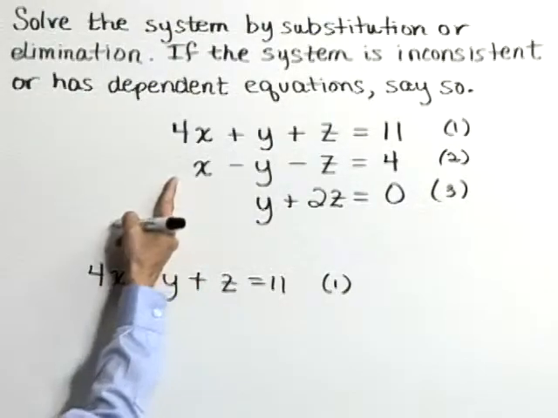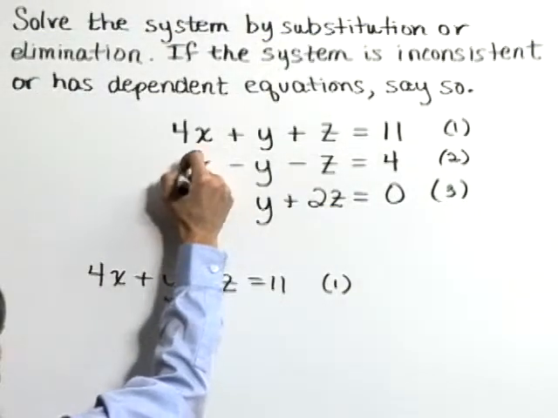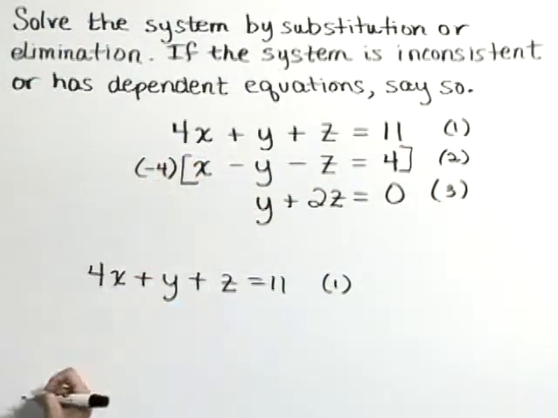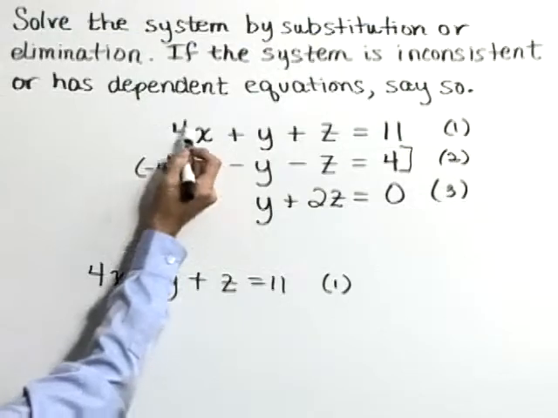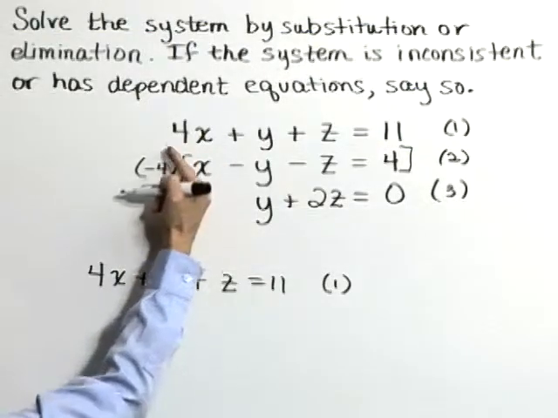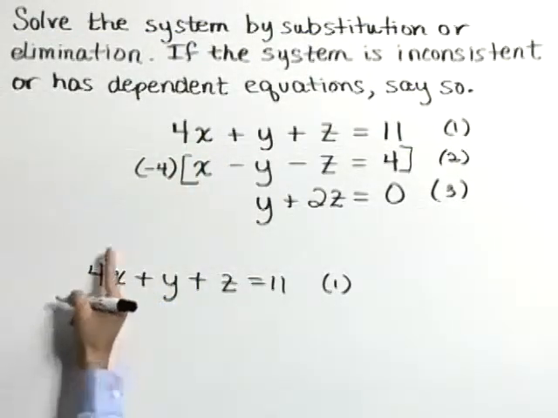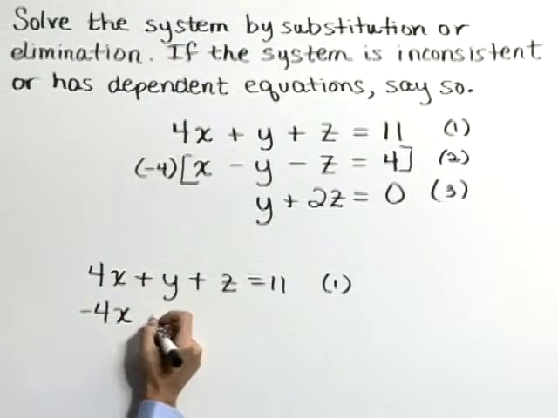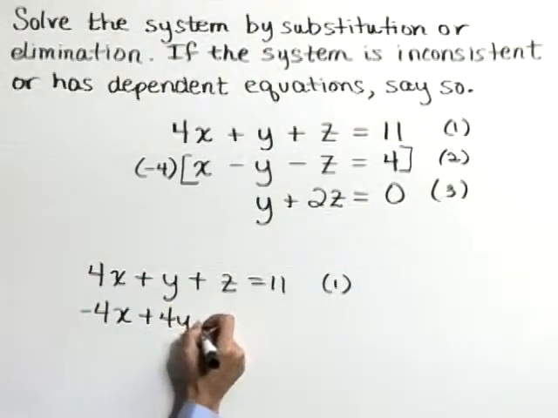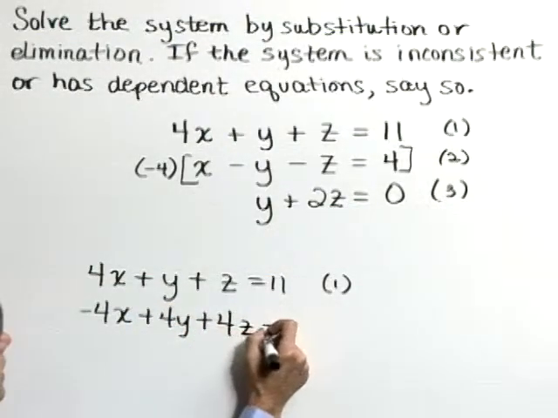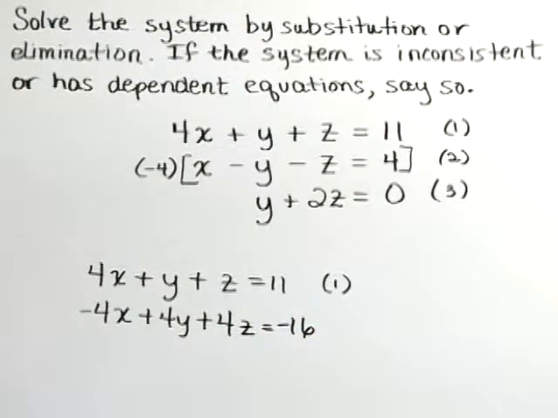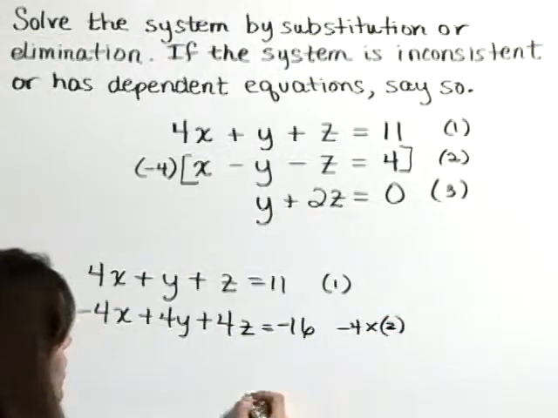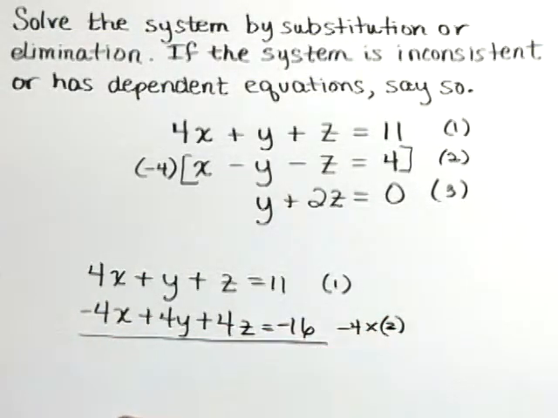Now I'm going to fix equation number 2 by multiplying it through by a negative 4 so that we can create a coefficient out here in front of x that's going to cancel as we add them. So negative 4 times x is a negative 4x. We'll get also a plus 4y, a plus 4z is equal to a negative 16. That was negative 4 times equation 2. Now we're ready to add.